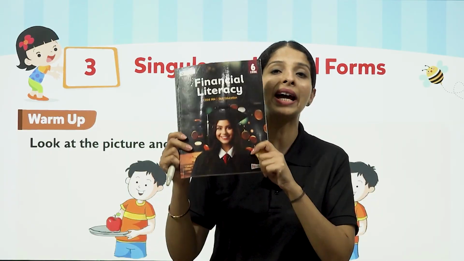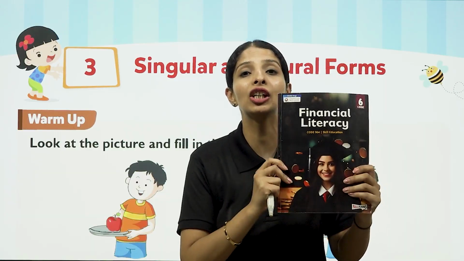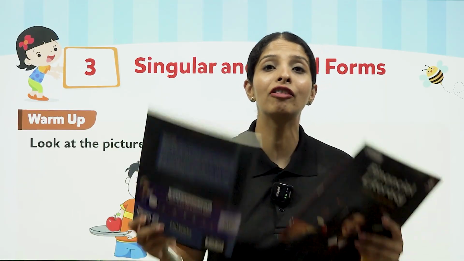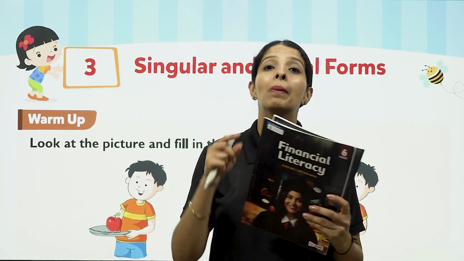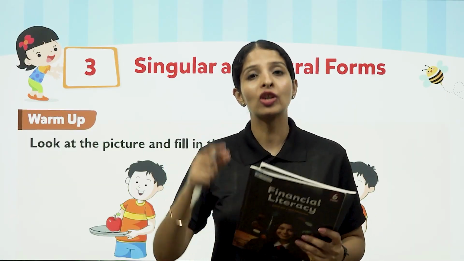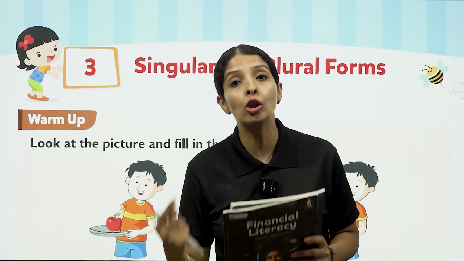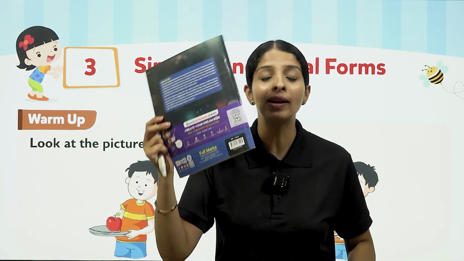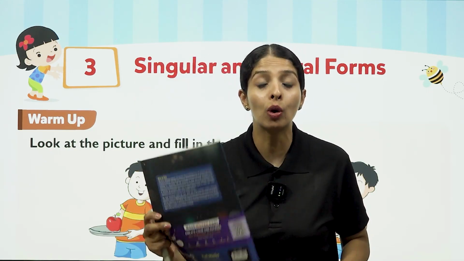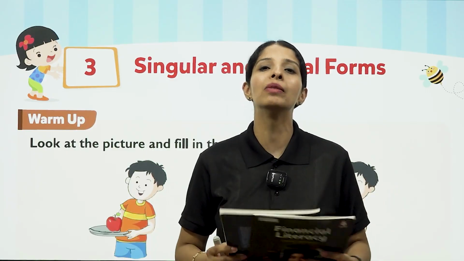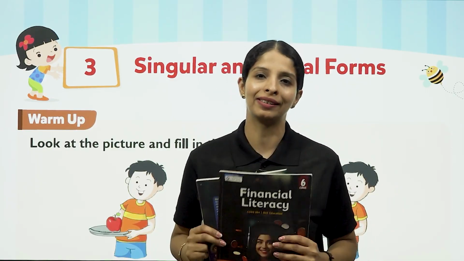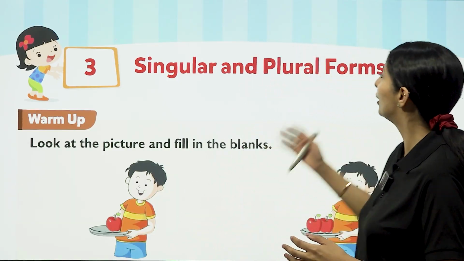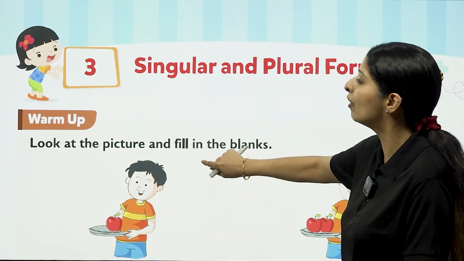For example, I have a book. So this is singular. I have only one book with me. Now if I say I have 2 books, that means more than one, right? So that is plural. Its spelling also changes. I have 2 books. And when I have one book, I'll say I have one book. So one is singular and more than one is plural. So today in this session, we'll talk about singular and plural forms. Let's begin the session with the warm-up.